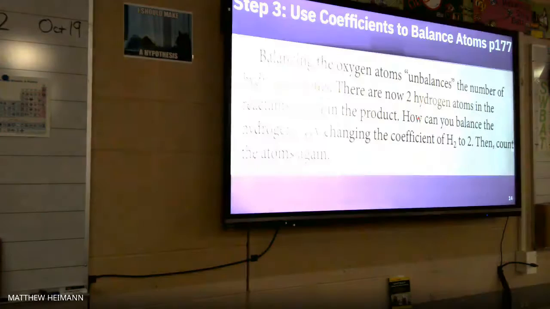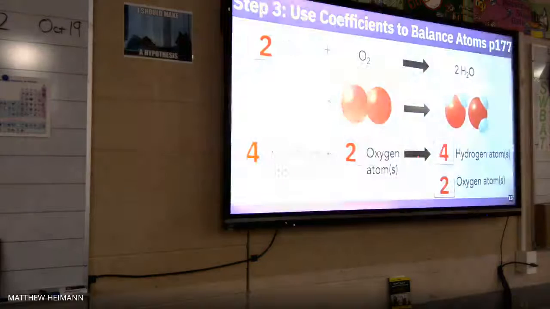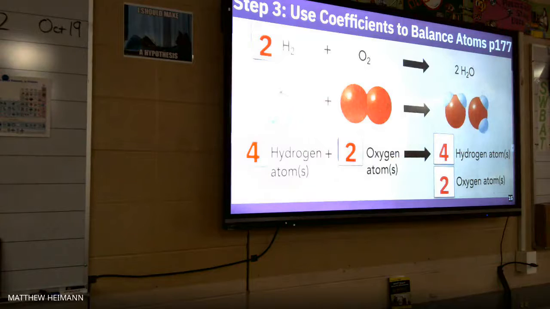So let's look at the next step here. Balancing the oxygen atoms unbalances the number of hydrogen atoms. There are 2 hydrogen atoms in the reactants and 4 in the products. How can you balance the hydrogen? Just like she said, change the coefficient of H2 to 2 and count the atoms again. And this step is done for you.